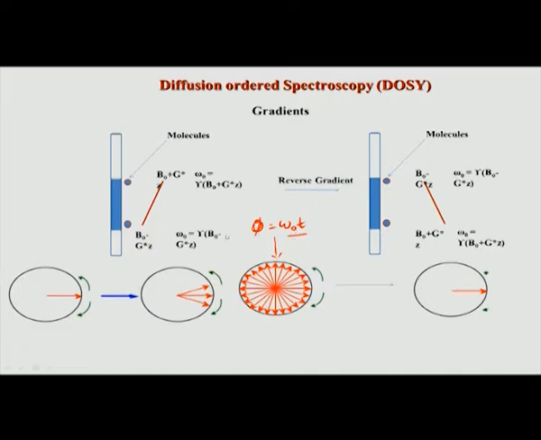Now suppose this omega 0 for this sample has accumulated a phase of, let us say, 100 degrees. When I apply a reverse gradient, the same phase will go in the opposite direction, because now its frequency is minus the earlier frequency. Therefore, however many degrees it has gone in one direction, it will now go in the opposite direction. If I apply a reverse gradient for the same time t, it will completely come back to the original position.